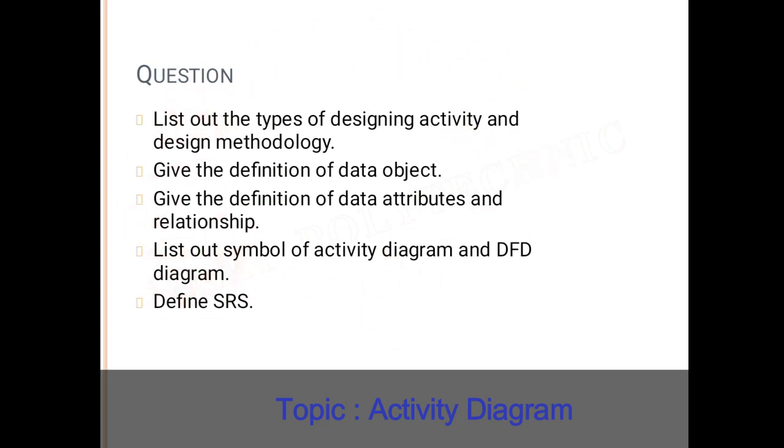Then the second question is: give the definition of data object. Then the third question is: give the definition of data attributes and relationship, list out the symbols of the activity diagram and data flow diagrams, and define SRS. SRS stands for software requirement specification. These are all very important questions for the GTU exam.